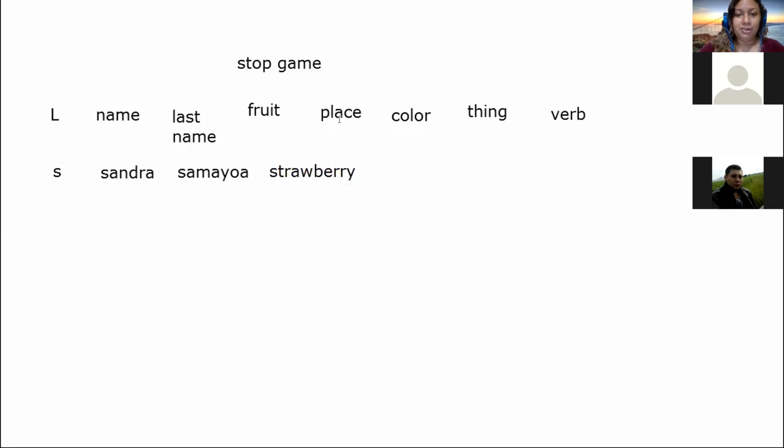Now a place that starts with this letter. I'm going to help you: Salvador in Brazil. Now, color. Is there a color that starts with letter S? All right, I'm going to help you as well: salmon. And a verb that starts with S. What's a verb? I speak. Good, good, good. All right.